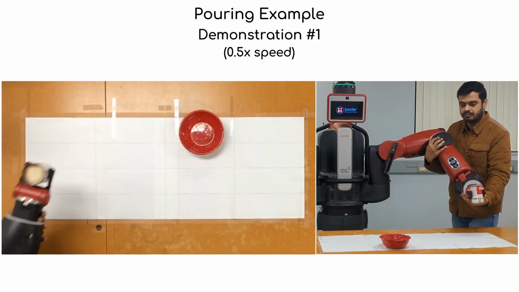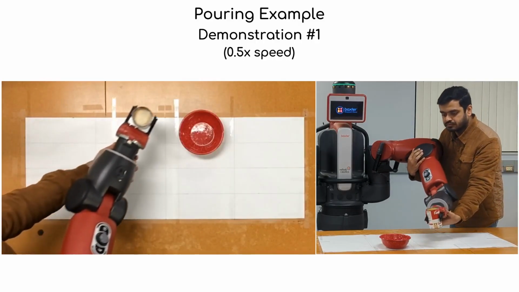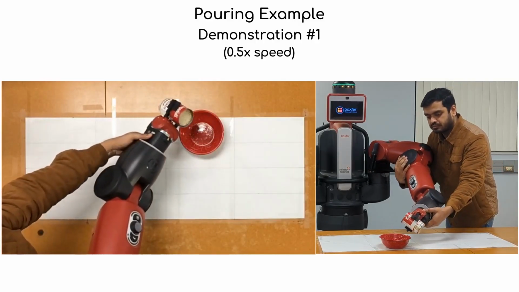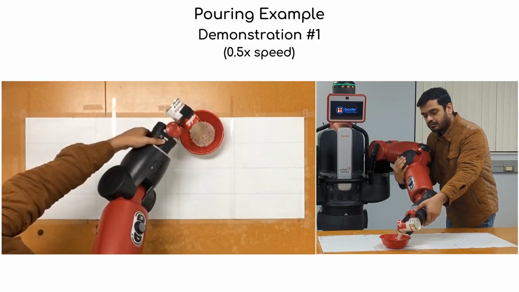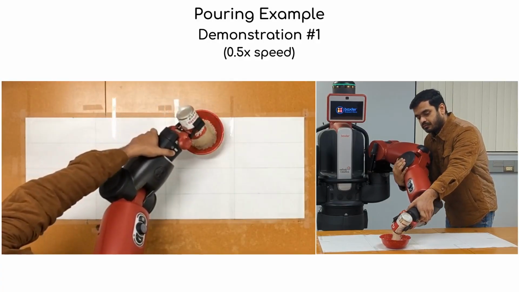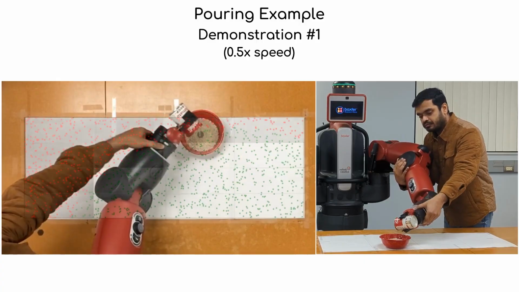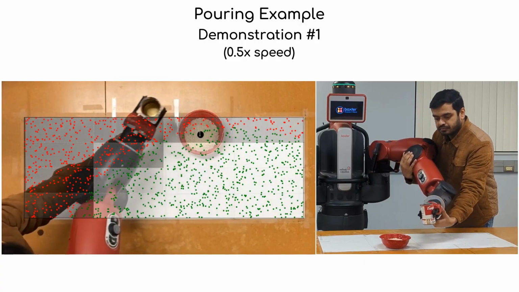Next, we are showing how the robot's belief about the success of plan generation evolves with the incremental acquisition of each demonstration for the pouring task. We visualize the robot's belief with a probability heat map over its work area. The darker regions are the ones where plan generation is more likely to fail. This is what its belief looks like after acquiring the first demonstration.